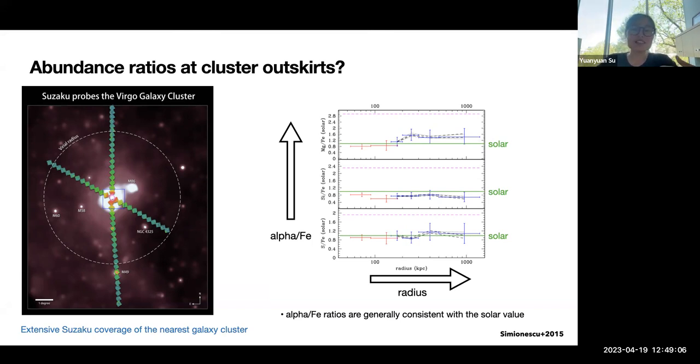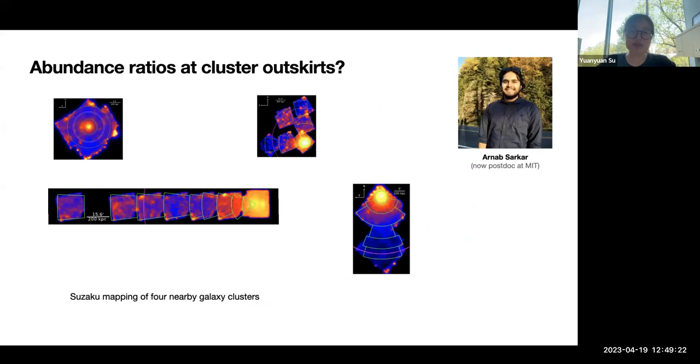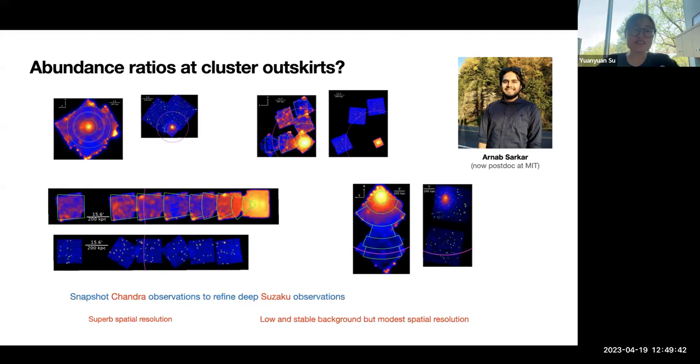And you can see the result is that the alpha to iron abundance ratio from the centers to the virial radii is more or less consistent with the solar value. The only other study that I know about is led by my former graduate student Arnab Sarkar, who is now a postdoc at MIT. We studied a number of galaxy groups, farther away than Virgo. But we creatively combined Suzaku and Chandra observations to correct for the modest angular resolution of Suzaku.